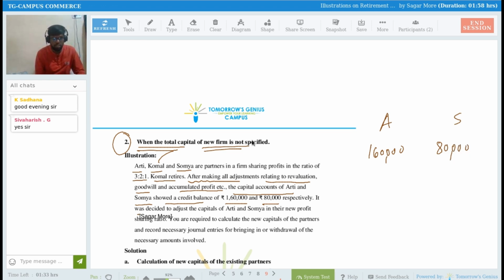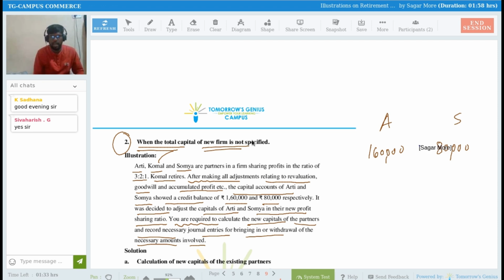Okay, sir. It was decided to adjust the capital of Aarti and Somya in their new profit sharing ratio. You are required to calculate new capitals of the partners and record necessary journal entries for bringing in or withdrawal of the necessary amount involved. So now how to solve this? Sir, if new capital is not given, then what do I need to do? See, it is simple now.